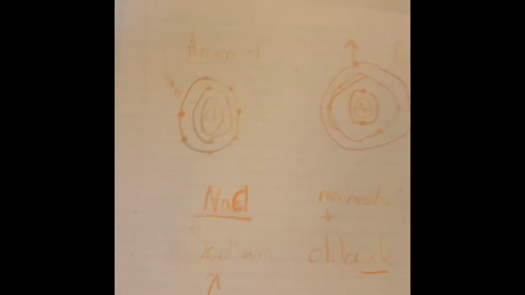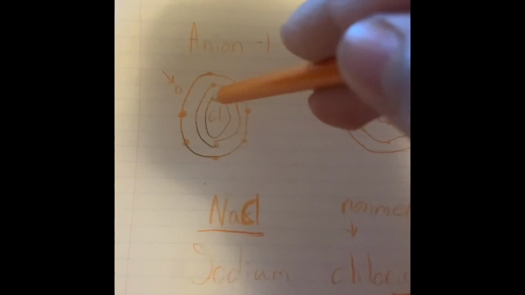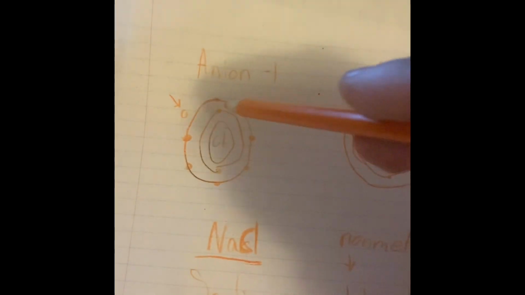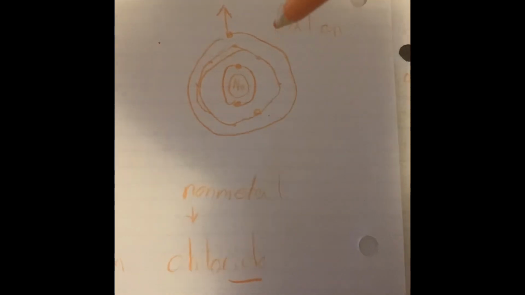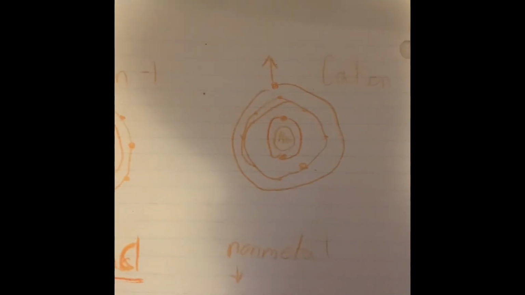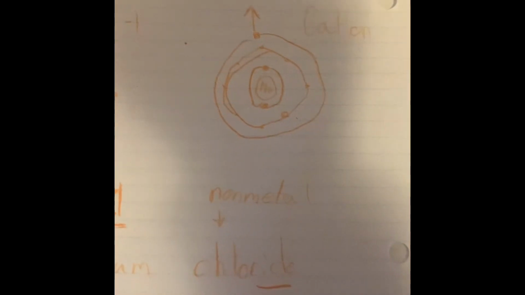Whenever an ion gains an electron, it becomes an anion and becomes negatively charged. If at any point an ion loses an electron, it becomes a cation and becomes positively charged.